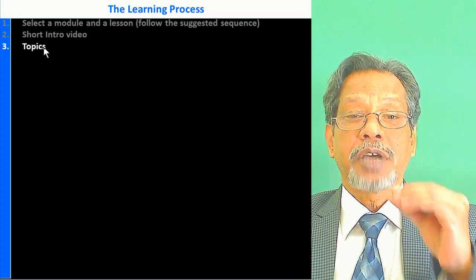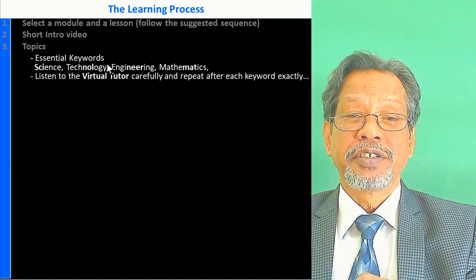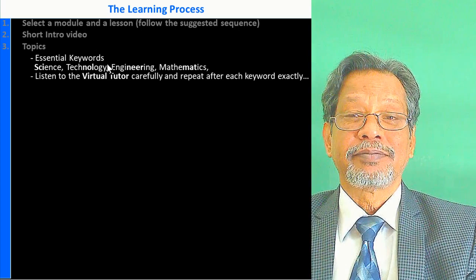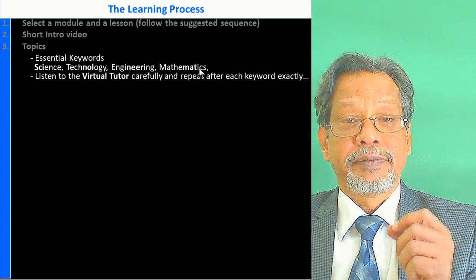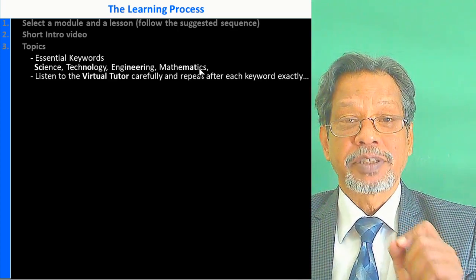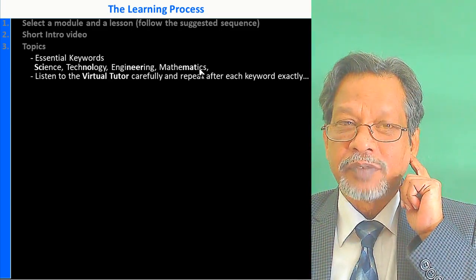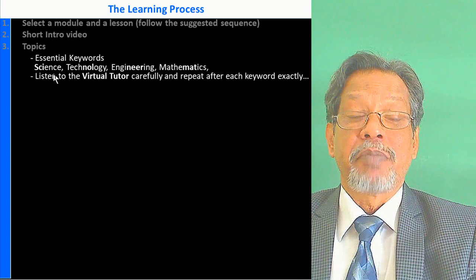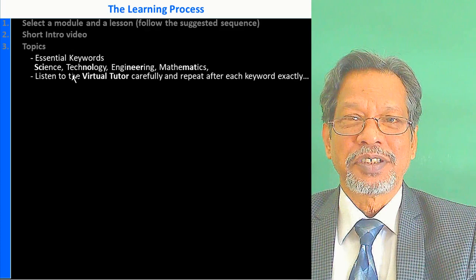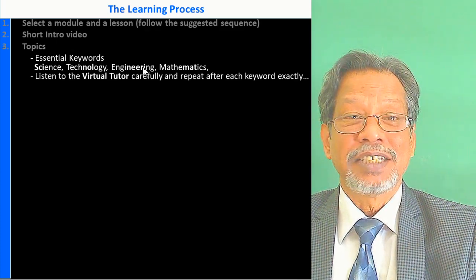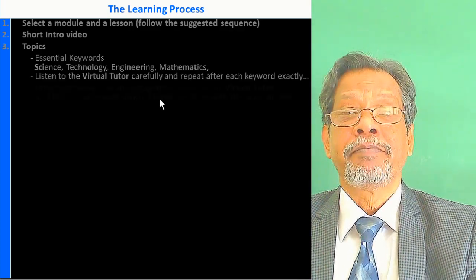Lesson is divided into topics, related topics. Each topic has some essential keywords to talk about that topic. For example, there may be science, technology, engineering, mathematics. The virtual tutor is going to read them, pronounce them correctly. Immediately after that, you have to repeat the way you hear as much as you can. For example, it may be science, not science. Technology, not technology. Engineering, not engineering. Mathematics, mathematics. That's how you have to pronounce, okay?